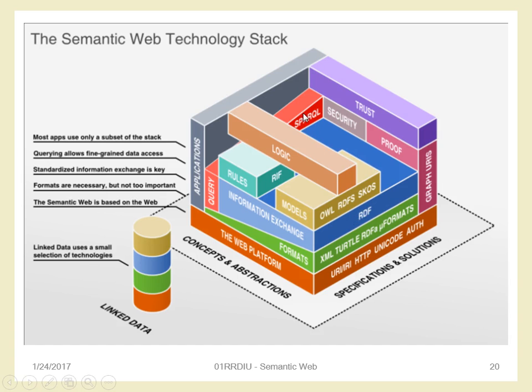Then we have SPARQL that allows you to make queries, and SPARQL doesn't need much more than RDF, or even not really RDF, but at least some of this format, for example, Turtle. And then we have the models, the more sophisticated models that use taxonomies, thesauri, like SKOS, or ontologies, like OWL. And rules that allow it to reason on this model.